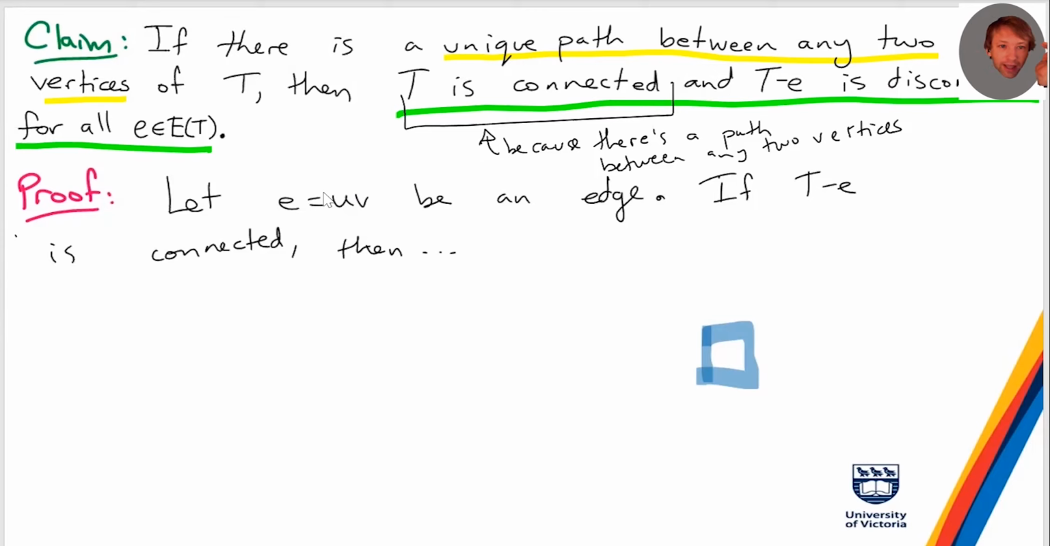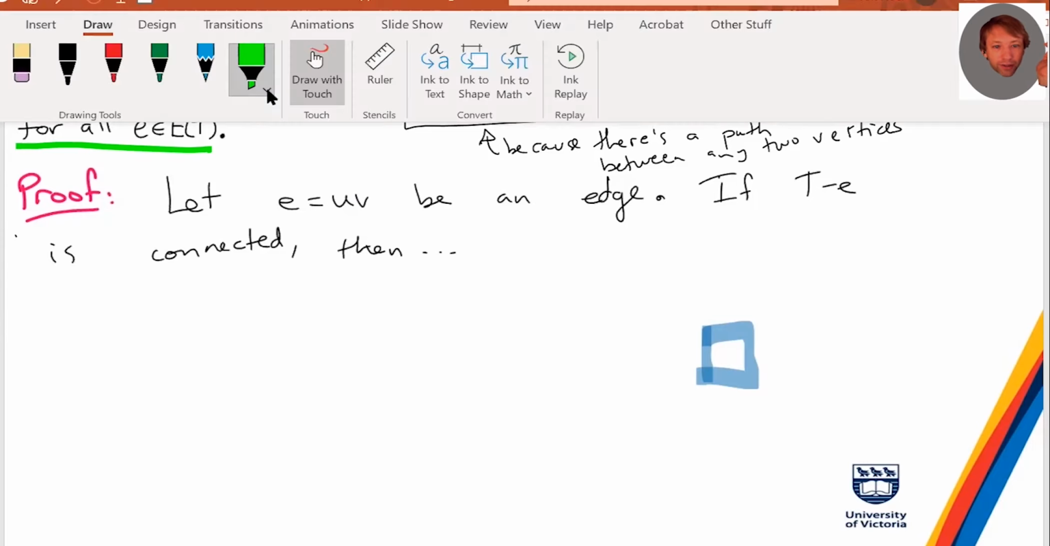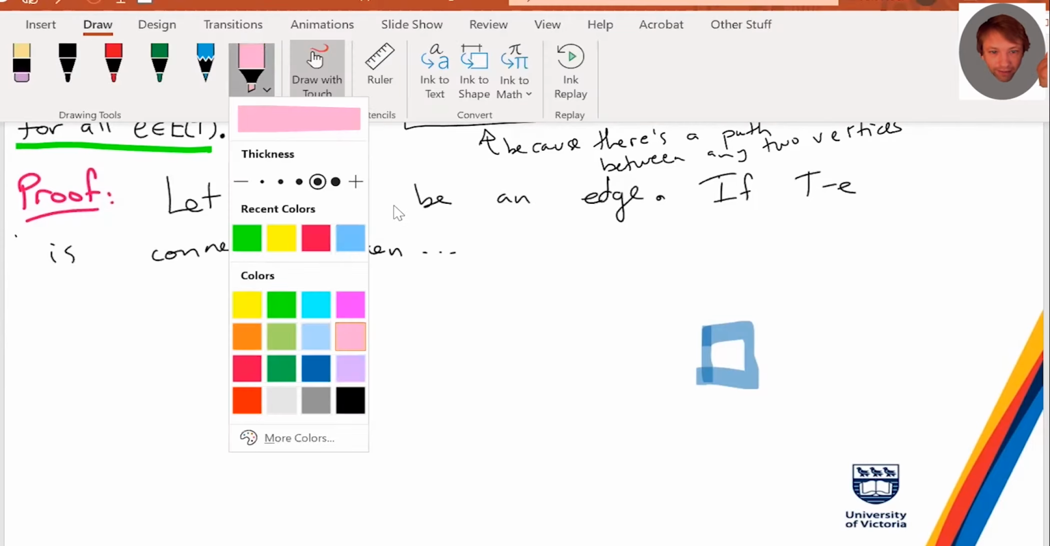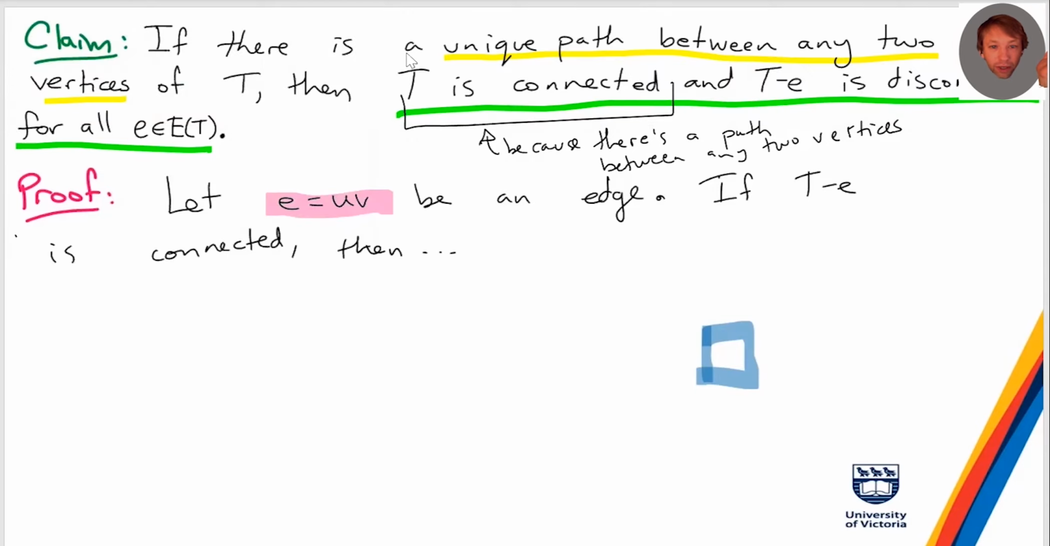So suppose I let E be an edge, where E is UV for some vertices U and V in the graph. I want to prove this by contradiction. I claim that T minus E is disconnected. Why? If it was connected, what would be wrong? So suppose I have this edge UV, which I delete. What would be the problem if the graph is still connected?